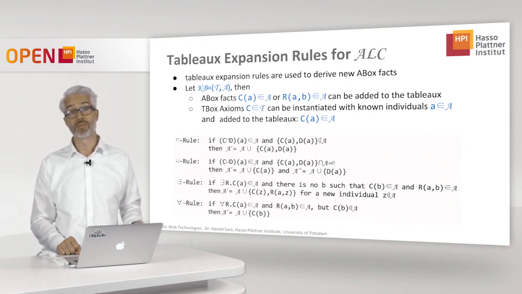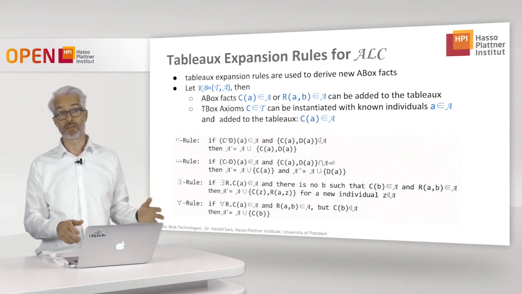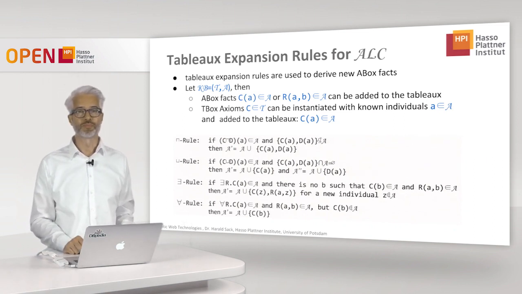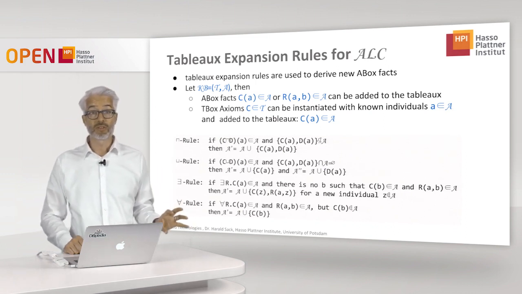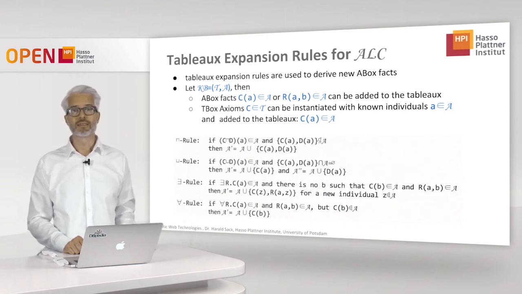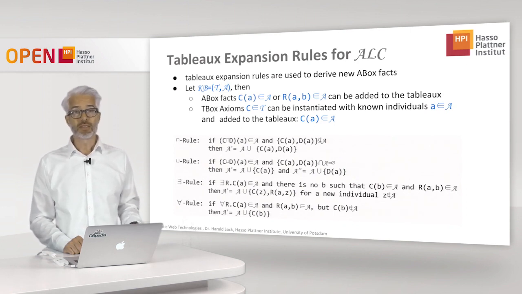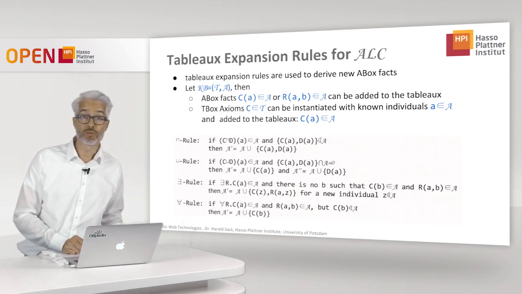So if A is a member of C, then you can add it to the Tableau, or likewise, if A and B are connected via a role or property R, then this can also be added to the Tableau. More interestingly, if we consider a T-box, then all T-box axioms can be instantiated with known individuals and also sometimes with new individuals, if there are no individuals at all, for example, and this can be added to the Tableau. So this means you can populate your A-box with new facts that can be derived with the help of these expansion rules.